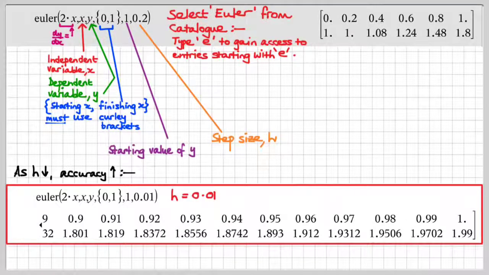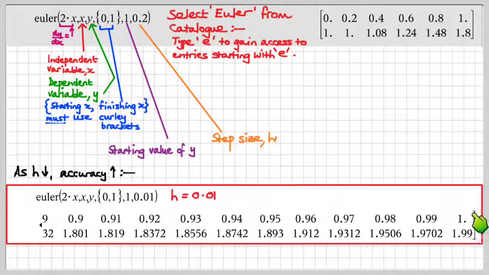Now look at this. This is where h is 0.01. Now, you're not seeing the full list here. I'm just showing you the right-hand tail end of what the computer's spat out. When we got to 1, after 100 iterations, because h is 0.01, it came up with 1.99.